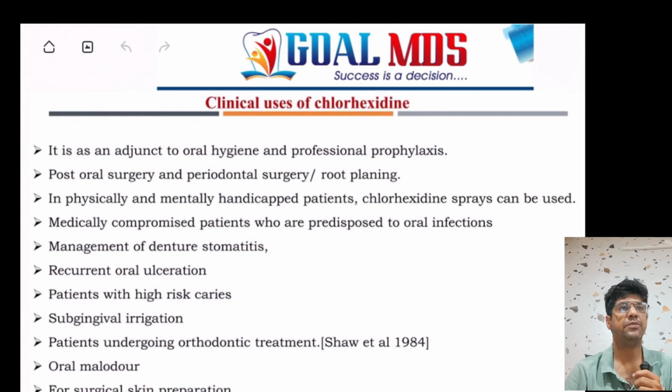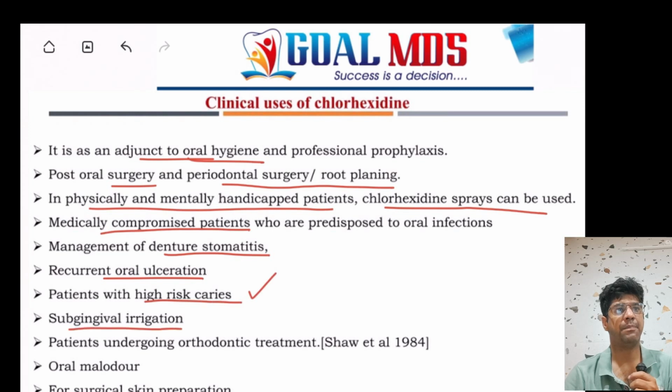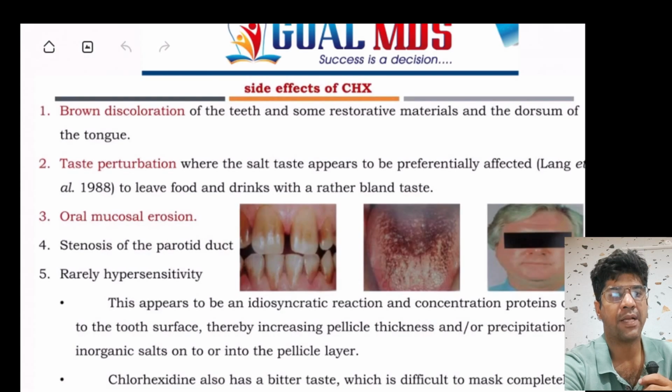So these are the clinical uses of chlorhexidine: as an adjuvant to oral hygiene, post-oral surgery or periodontal surgery. It can be used as a spray in physically and mentally handicapped patients, medically compromised patients, management of denture stomatitis, recurrent oral ulceration, patients with high caries risk, as a subgingival irrigation, patients undergoing orthodontic treatment, oral malodor, and for surgical skin preparation. So all these are the uses of chlorhexidine.